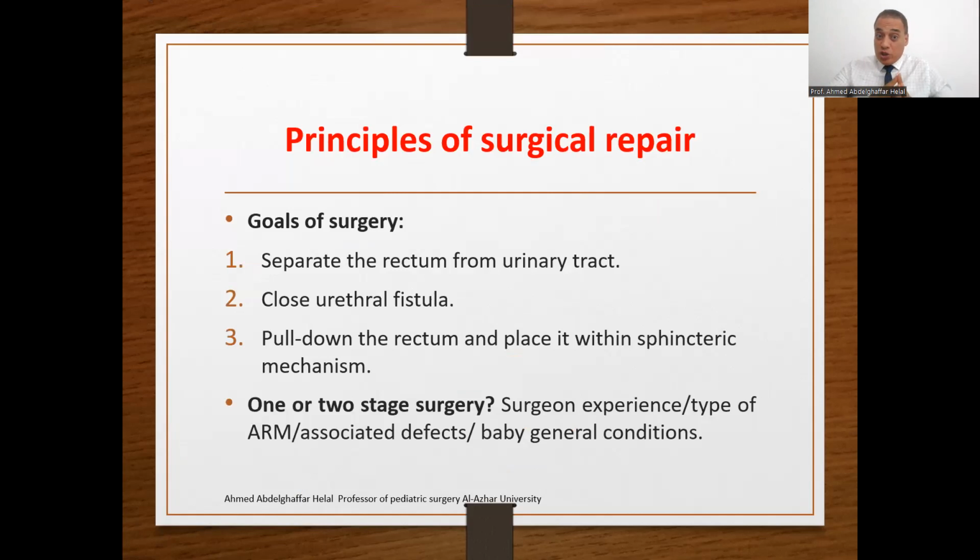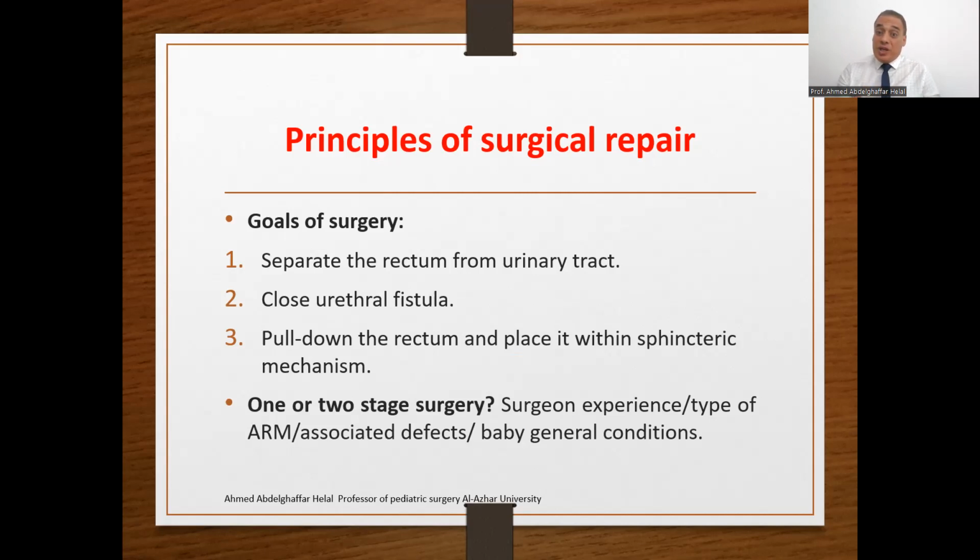The principles of the surgical repairs. You must know the goals of the surgery for anorectal malformation. Number one, we need to separate the rectum from the urinary tract and close the urethral fistula. Number two, we need to pull down the rectum and place it precisely within the sphincteric mechanism. We may have one or two surgeries: one single-stage PSARP, or colostomy followed by PSARP, then closure of the fistula.